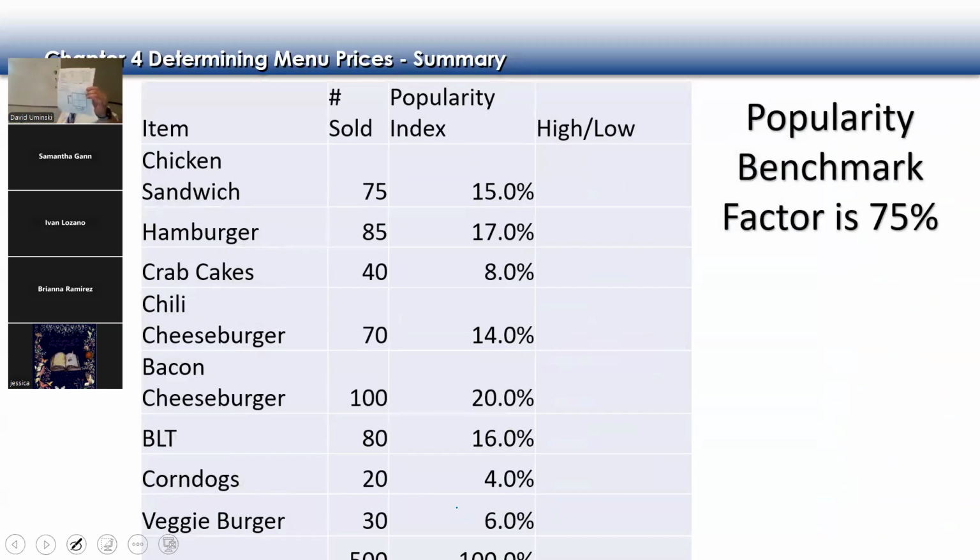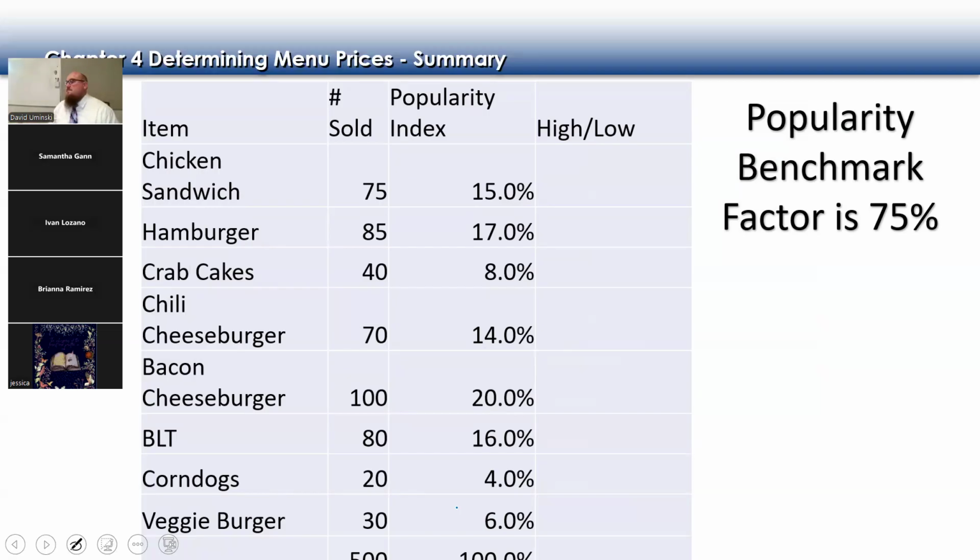Flip your page over to the back. There's a section right here that has really kind of small print. It says the menu mix popularity benchmark. Okay. Menu mix and popularity are interchangeable. Menu mix, basically, it's the mix of all the items that we served, right? The percentage.